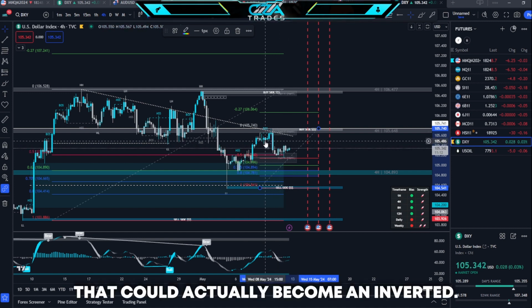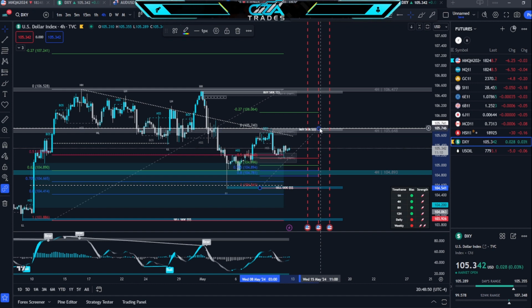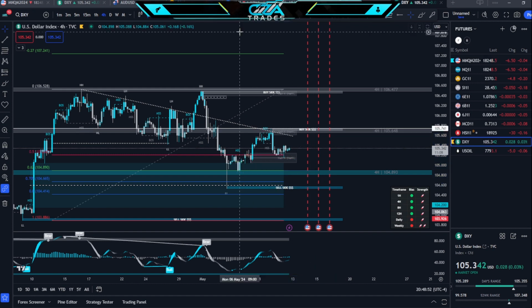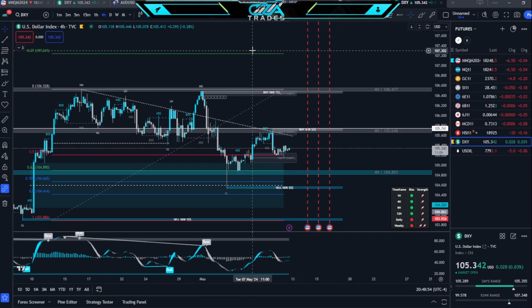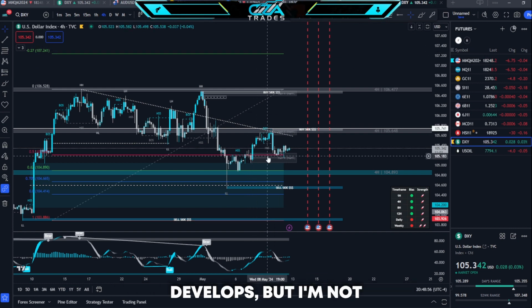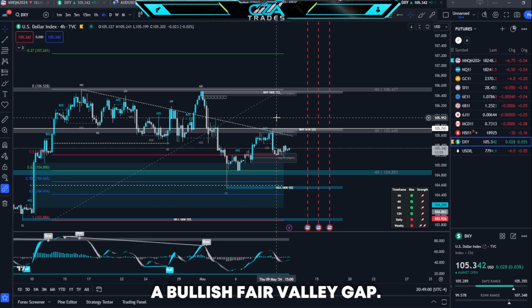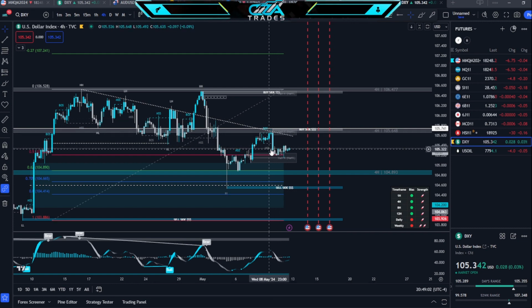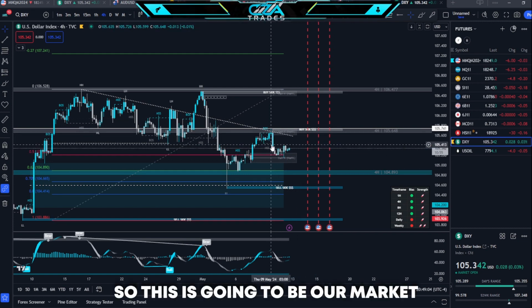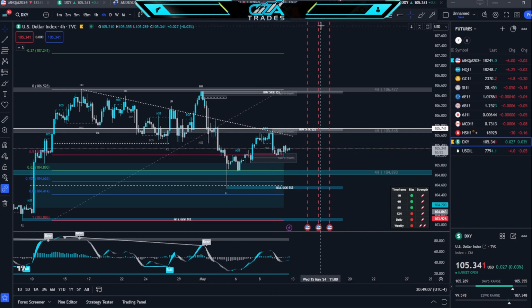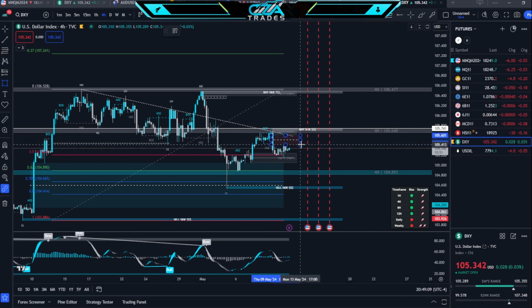That could actually become an inverted. No, it's not going to become. Well, we'll see how price action develops, but I'm not confident in that being a bullish fair value gap. That's going to be pretty much holding it down. So this is going to be our market structure shift to the downside. We're looking for bearish positions here.